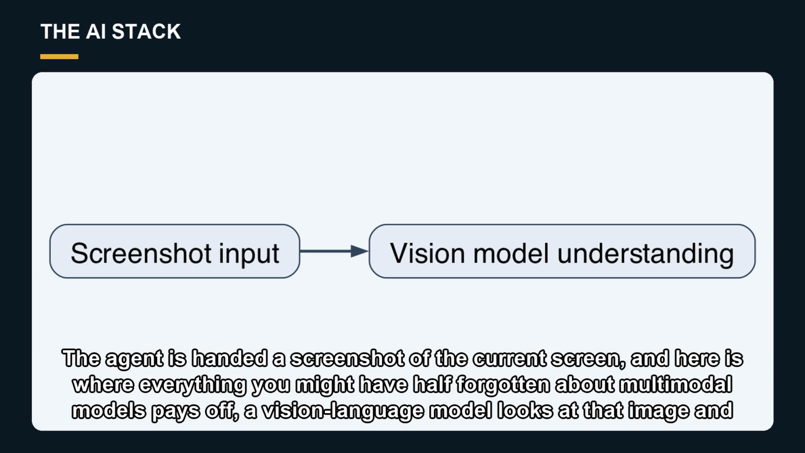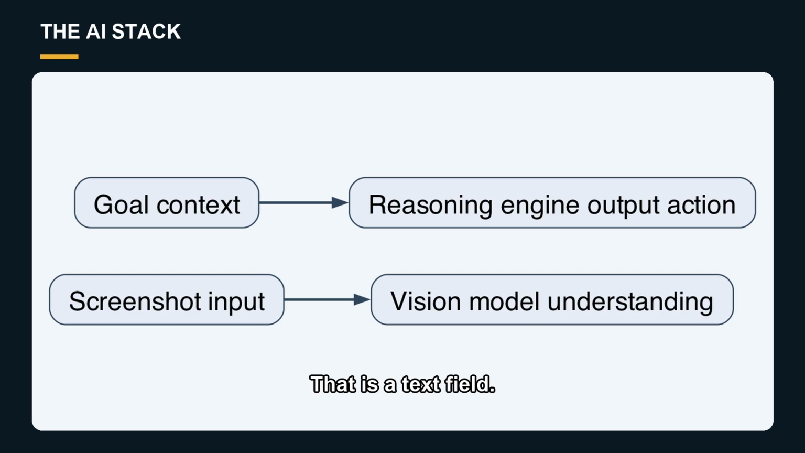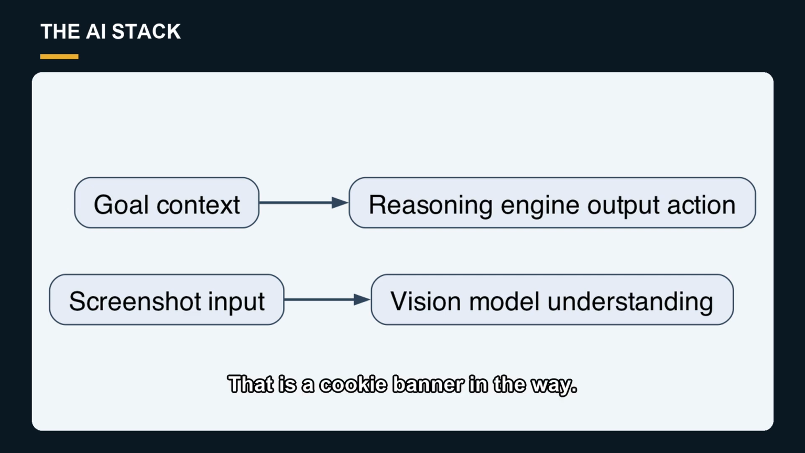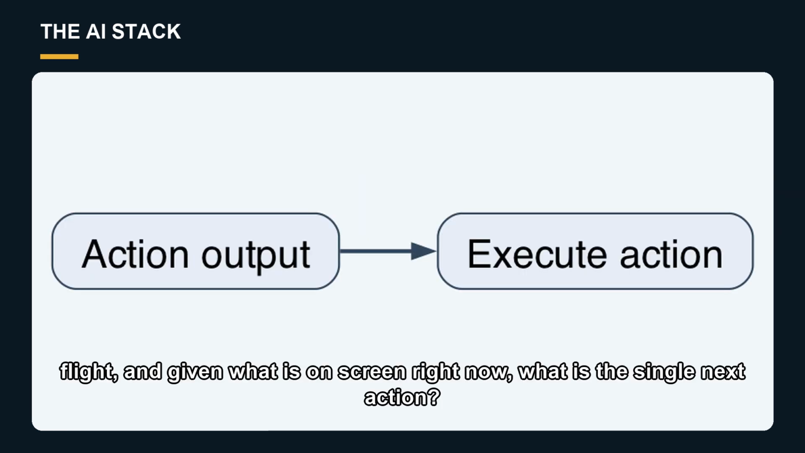A vision language model looks at that image and actually understands it. That is a text field. That is a blue submit button, and it is at roughly this position. That is a cookie banner in the way. Step 2. The reasoning we spent this bonus round building up to: given the goal, book the 9 a.m. flight, and given what is on screen right now, what is the single next action?